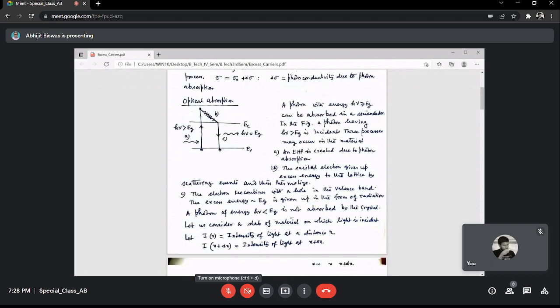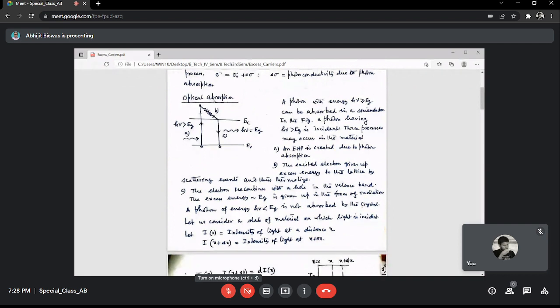So here you can see the optical absorption of photons by a semiconducting material. Here a photon is incident and that photon energy is greater than the band gap of the material. Therefore, the semiconductor absorbs the photon, and by absorbing the photon, one electron in the valence band can make a transition to the conduction band.